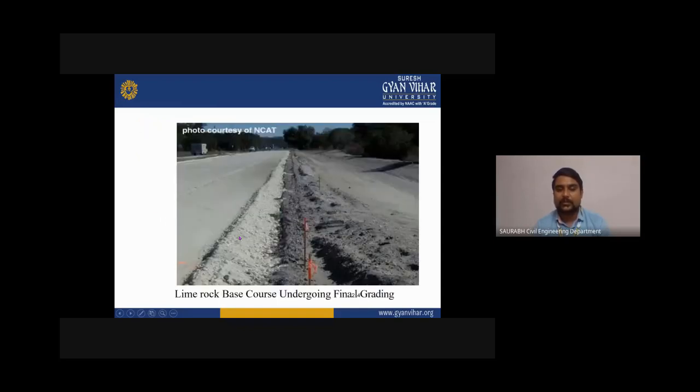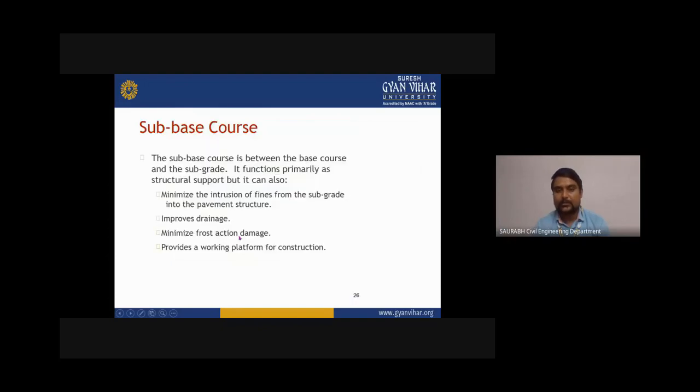As you can see, this is your limerock base course undergoing final grading. This is the image which you can see, which is the under construction of a road pavement.